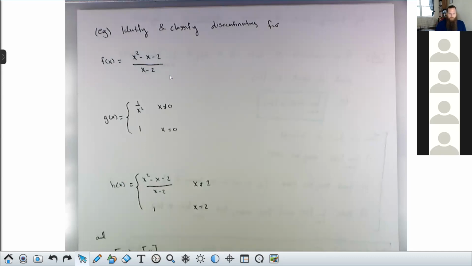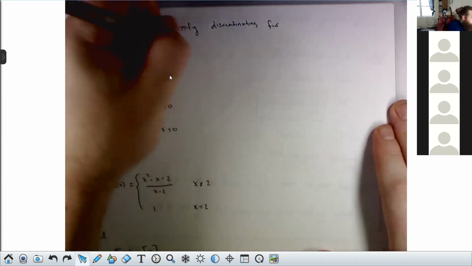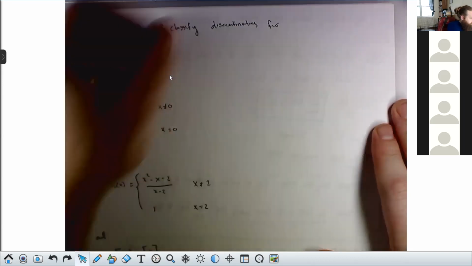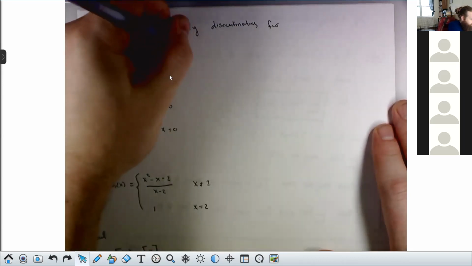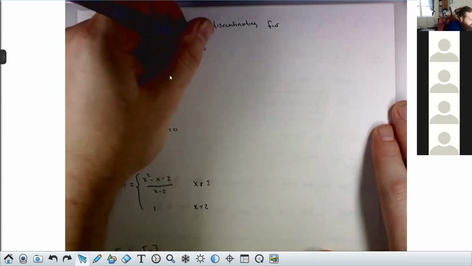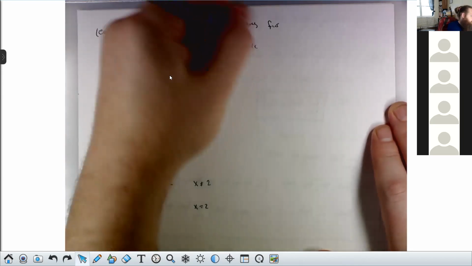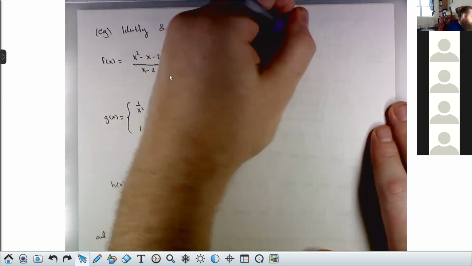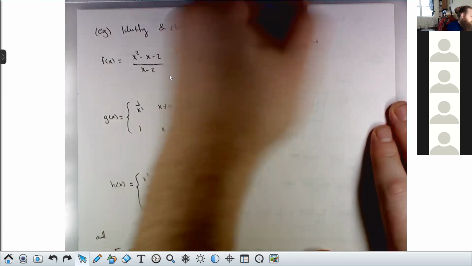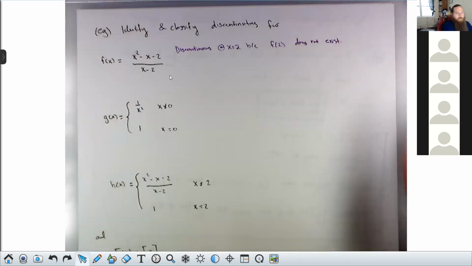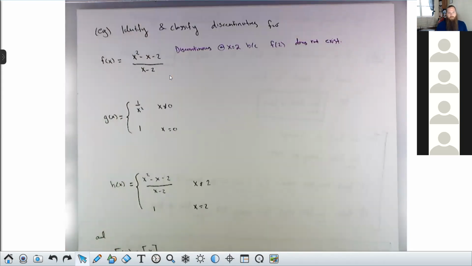At x equals 2, because then it becomes undefinable. Yeah, certainly this function is not defined when x is equal to 2, right? 2 isn't in the domain. So definitely we are discontinuous at x equals 2. Why? Because f of 2 does not exist. I'm not even worried about the limits. When the number is not in the domain, you cannot possibly be continuous.